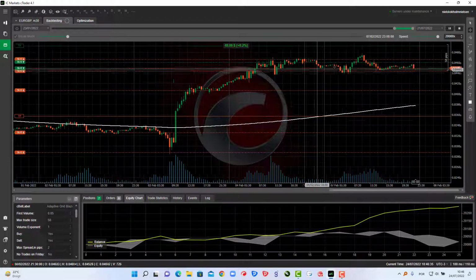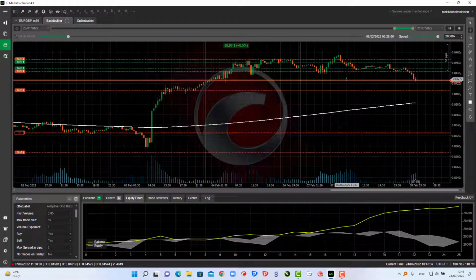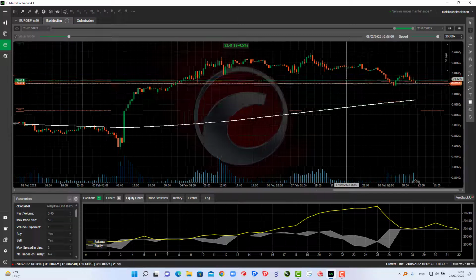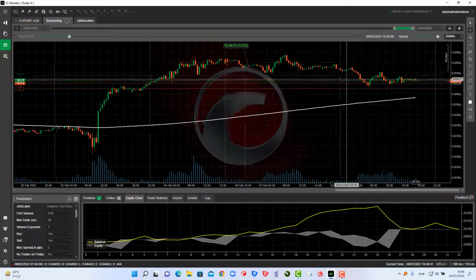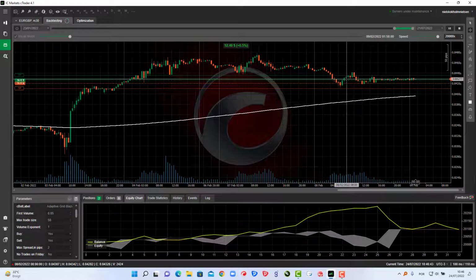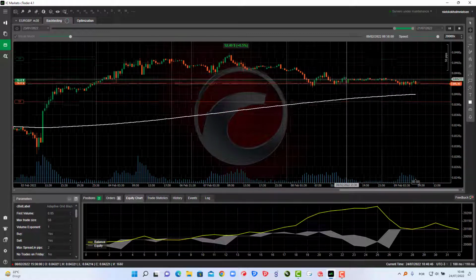You can see there's a support level here being tested. Let's see if it breaks through. It did indeed, and there all the positions were closed, but we did need a fair amount of a move in the marketplace in order for that to happen.